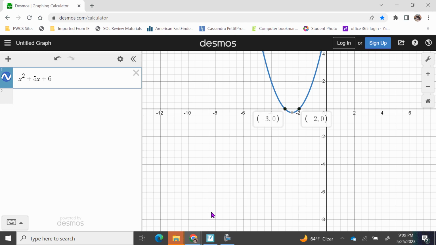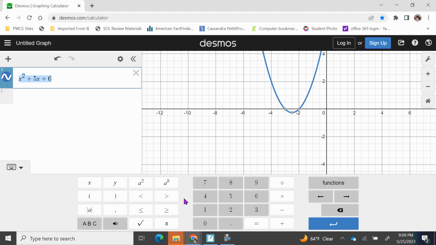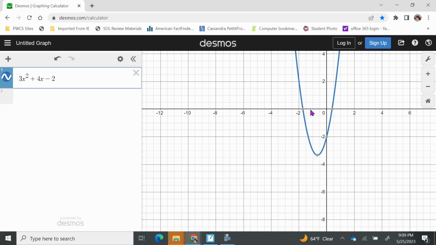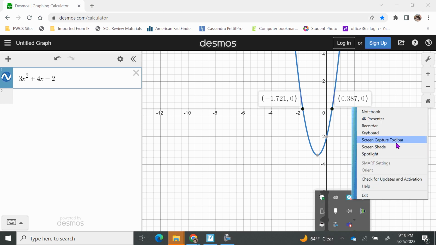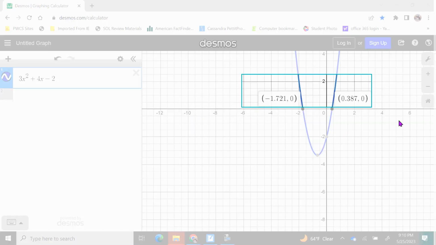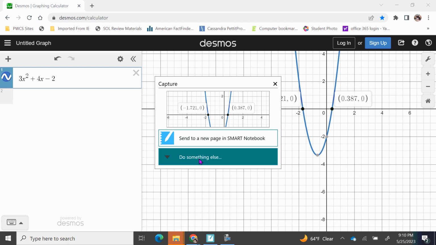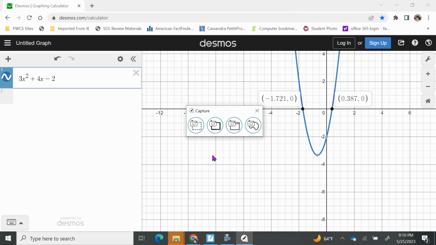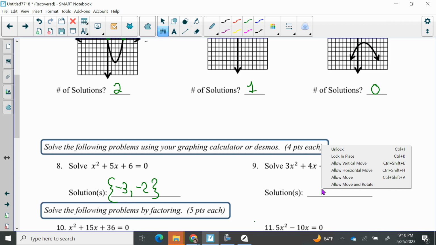We have 3x squared plus 4x minus 2. So let me put that up. 3x squared. There we go. So if I do 3x squared plus 4x minus 2. Okay, so we have two solutions here, and I can actually click on those. And what I'm going to do is take a little screenshot of it and bring that over, and those will be my solutions here. Okay, I'm going to change that to clipboard. Okay, so they're not pretty.